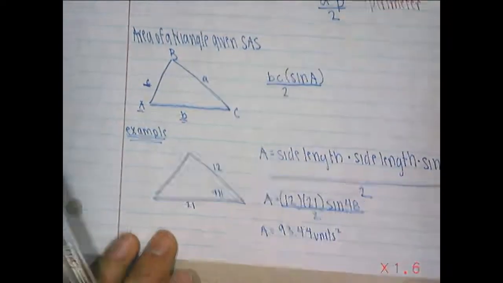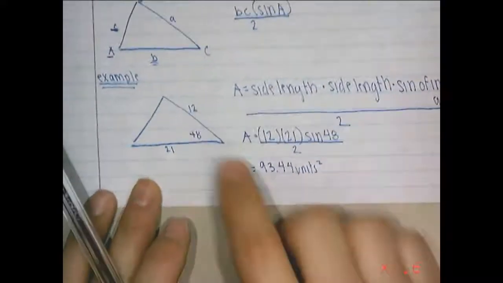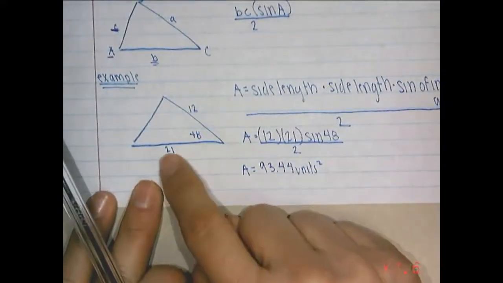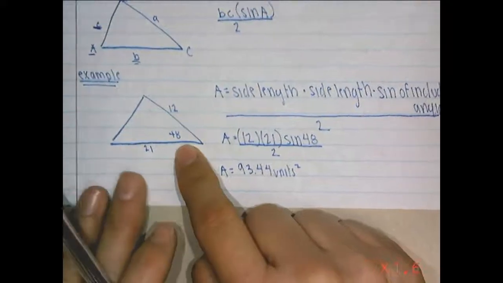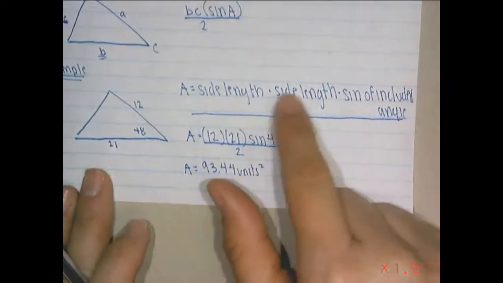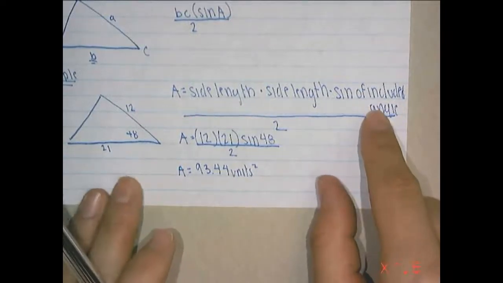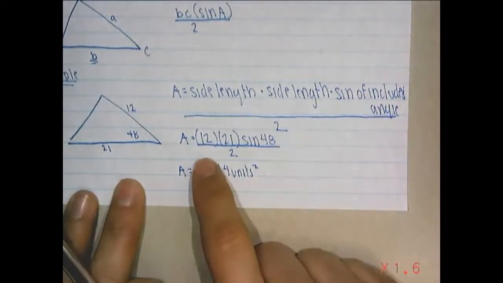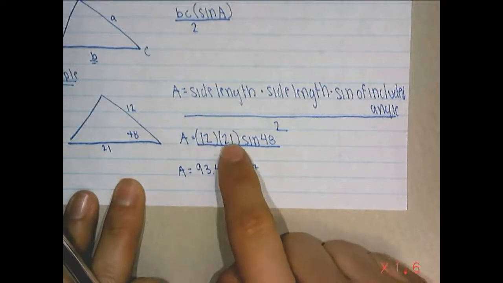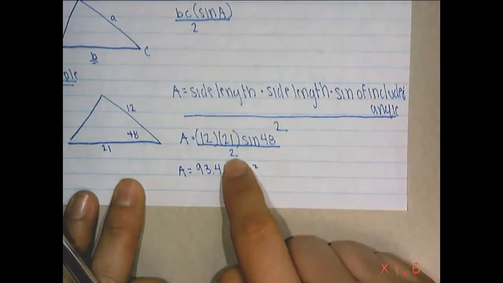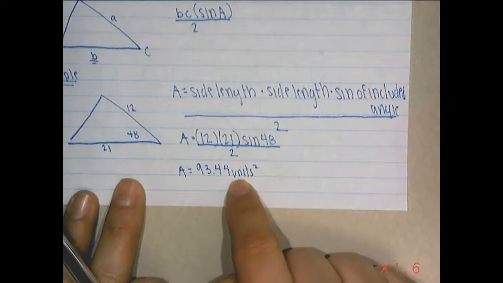So let's look here at this example. Here I'm given a side, an angle, and a side. It must be the included angle. So I'm going to take the side length times the other side length, and then multiply it by the sine of the included angle, dividing it by 2. So 12 times 21 times sine of 48 divided by 2, which is 93.44 units squared.